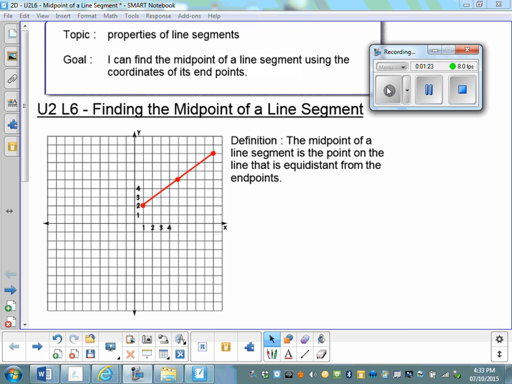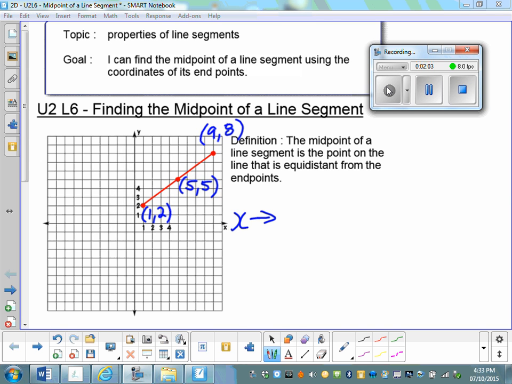So the coordinates of this endpoint is 1, 2. And at the other end, I've got 5, 6, 7, 8, 9. So that is the point 9, 8. So let's just take a look at the x coordinates to start with. The midpoint, if we do the coordinates of that midpoint actually, that's going to be 5 and 5. So let's see how that works out.